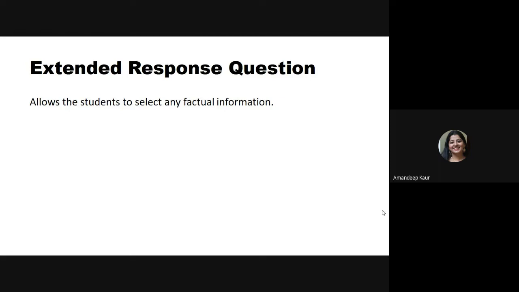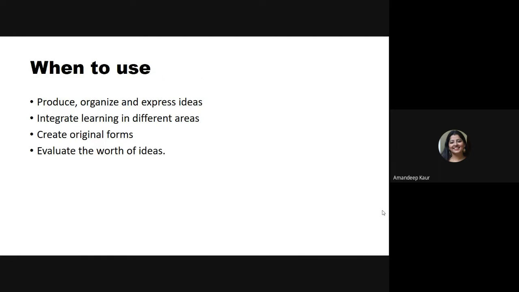When it comes to the extended response question, it allows the student to select any factual information. Basically we are going to check the memorizing ability of our student. So the student needs to give factual information when the teacher calls for an extended response. We use these kind of statements when you want your student to produce something, to organize and to express ideas.